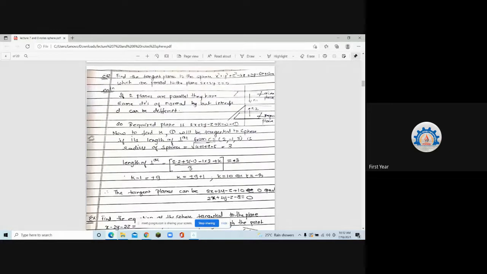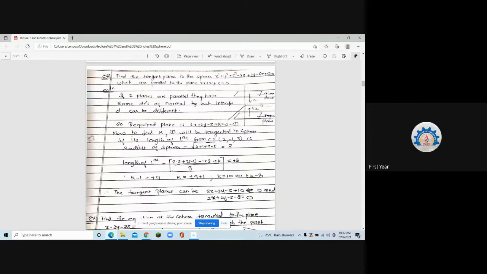Now what they have said in the question tells me why I'm not taking mod. The length of the perpendicular should be positive, isn't it? But I'm not taking mod, and I'm equating it to plus or minus 3. Can anybody tell me why I'm taking plus or minus 3? Because it will be on either side.